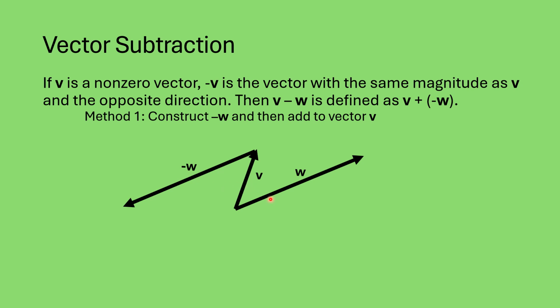Now since we're going to add them together, just like we did in the first video, we take the tip to tail method. So there's our first v, then minus w. That results in this vector, which is the difference of the two. So that's v plus minus w, which is essentially just v minus w. That's our resultant vector from that subtraction.